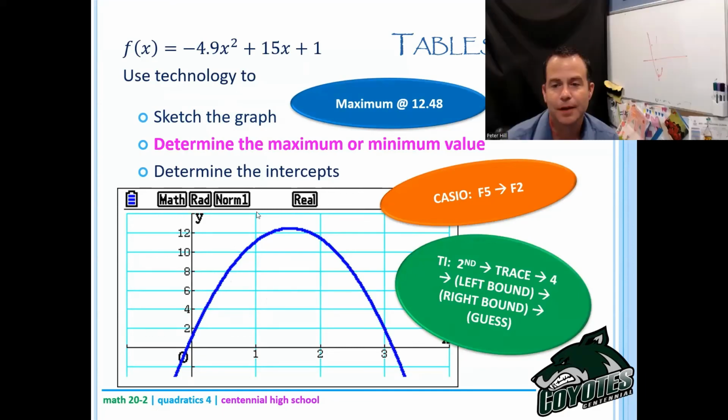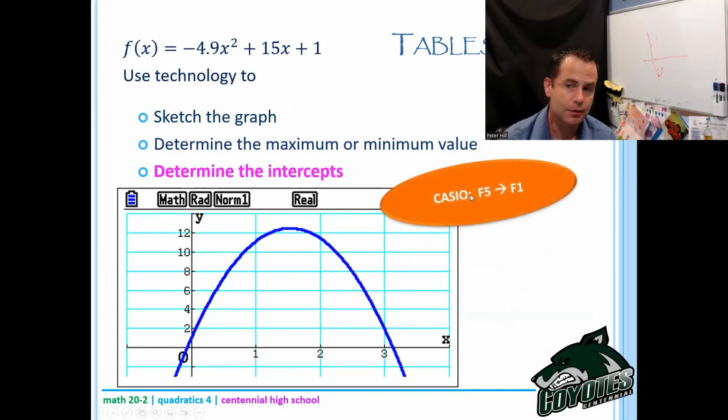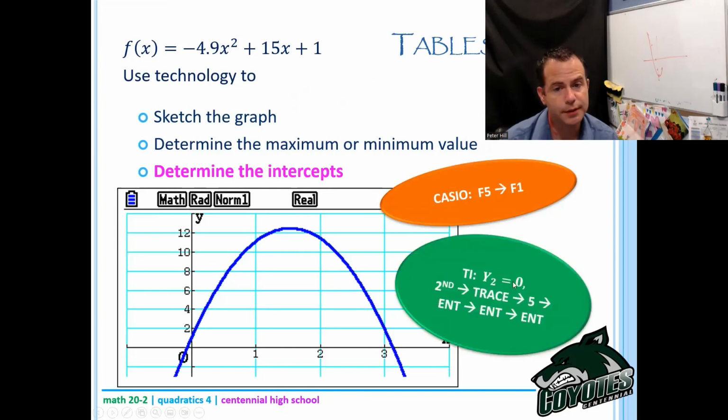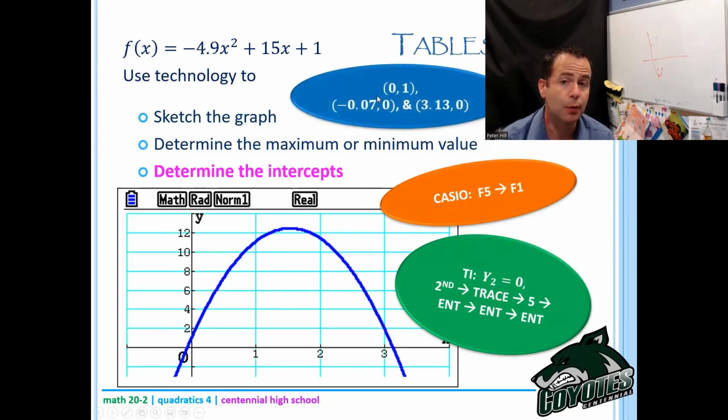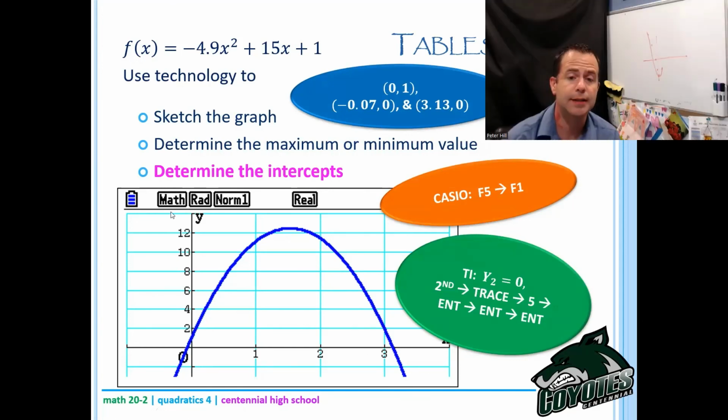Okay. And then if we wanted the intercepts, I would go on a Casio, F5, F1, and then on a TI, I need to go y2 is 0, and then go second trace 5 and press enter, enter, enter. Okay. And then those intercepts were 0, 1 was the y-intercept. I didn't calculate that one. I just knew it from my equation. I'm just going to hide myself again for a sec. Negative 0.07 and 3.13 for the x-intercepts. Remember that when I ask you for intercepts, they have to be as a coordinate pair. Okay. So that was a little review of graphing technology as well.